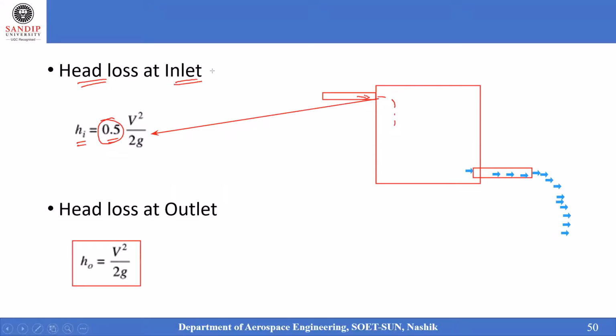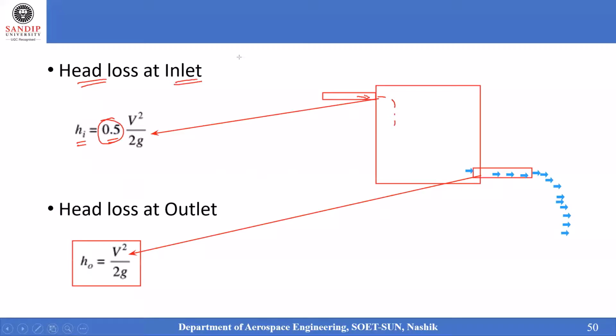Head loss at the outlet can be directly related by a formula: head loss at the outlet is equal to V square by 2g. So head loss at the inlet is 0.5 V square by 2g, and head loss at the outlet is V square by 2g.